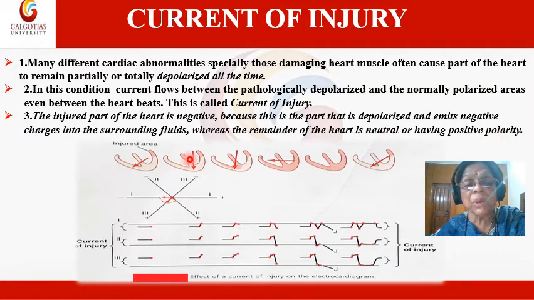So this is the recording. Suppose this is the injured area. So this remains negatively charged. So now the vector will be from the negative to the positive end. So the direction of the vector will be this, from this to this. The injured area is always negatively charged. So the direction of the vector changes and it is opposite. And this can be recorded in all three leads, lead 1, 2, 3, and this is known as current of injury.